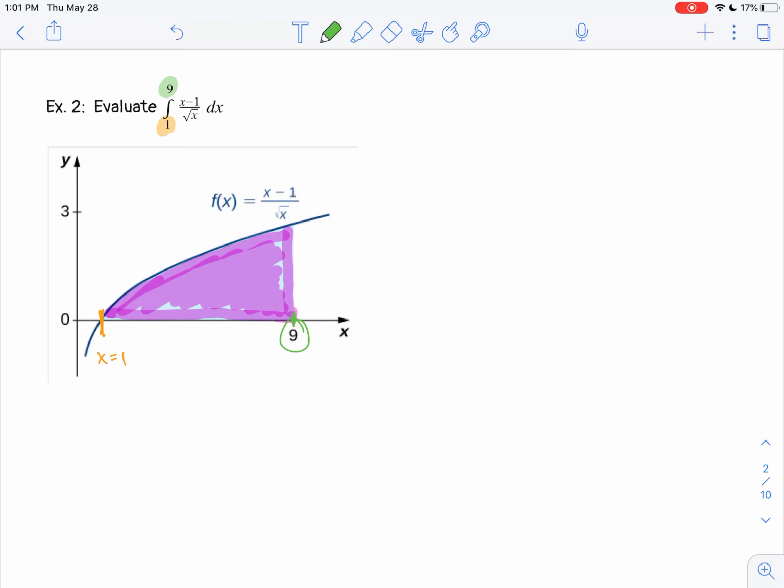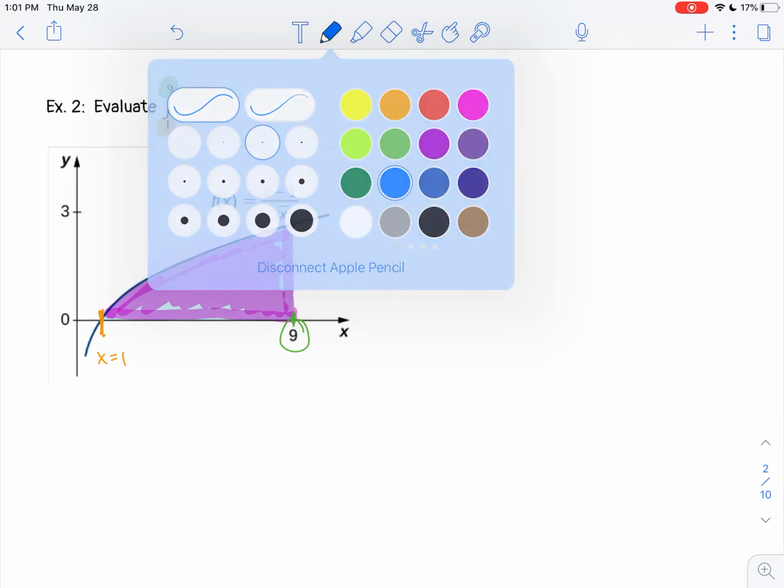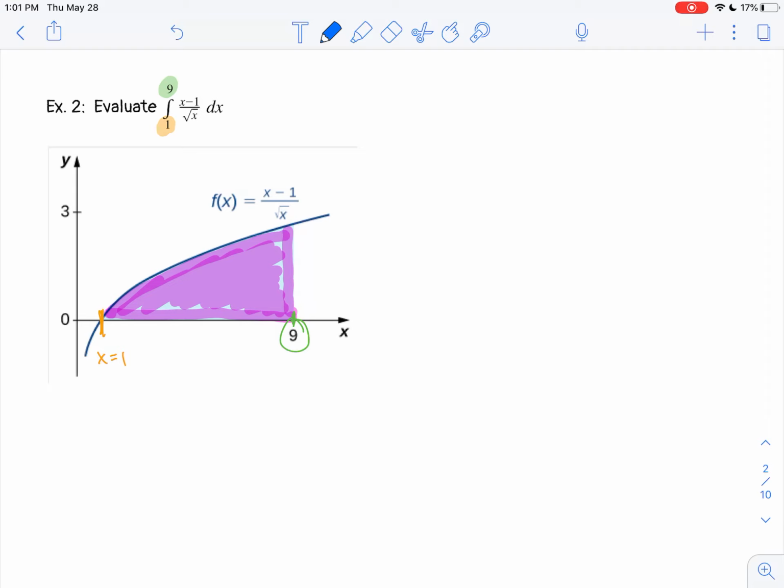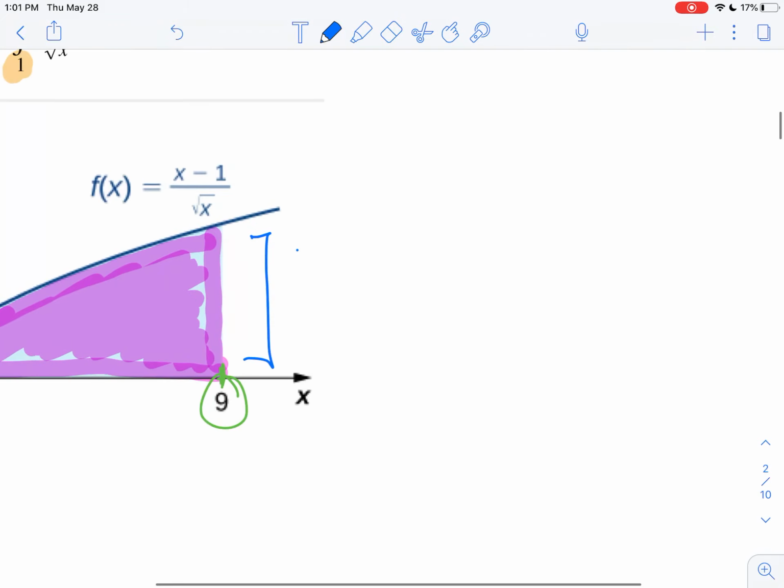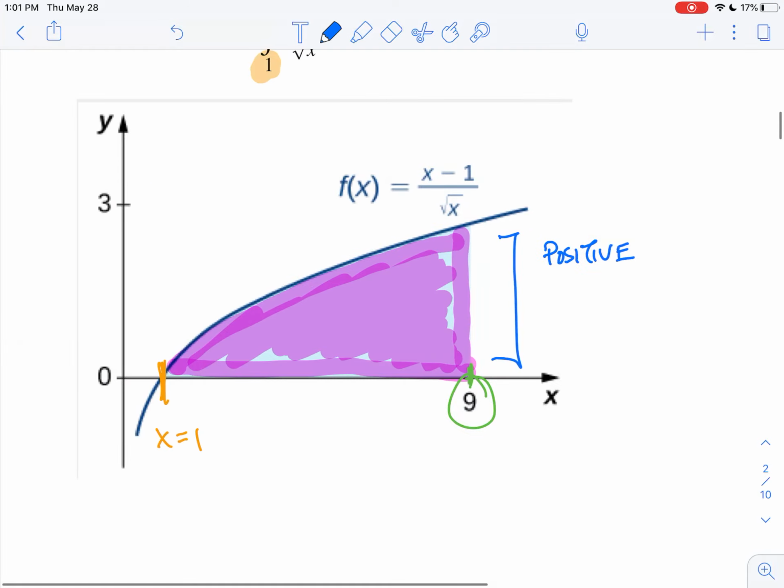All right, so a few things about our answer. Let's predict a few things here. This is going to be positive, okay? It's positive because it's above the x-axis. And so we're going to have a positive area or a positive number as our answer.